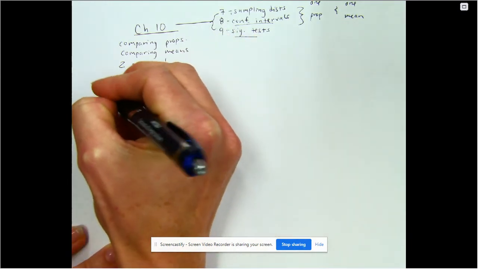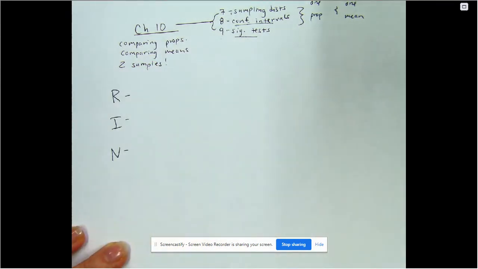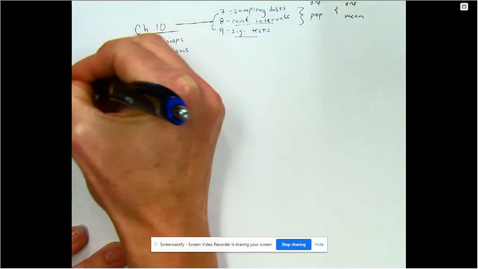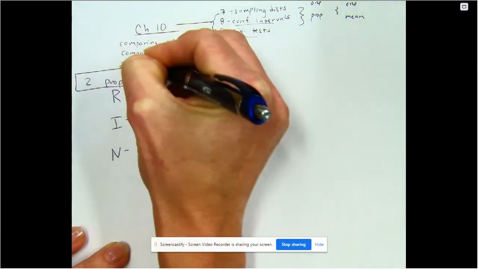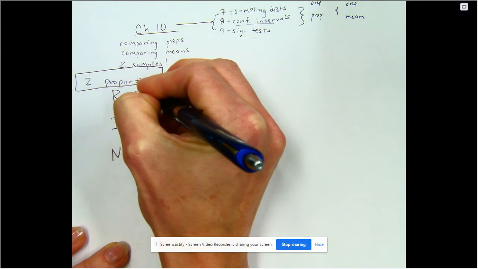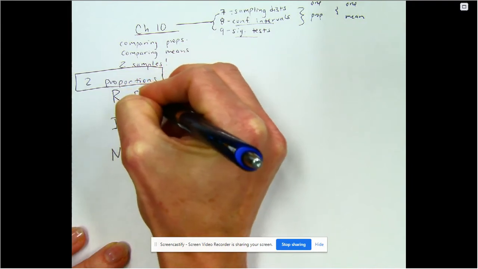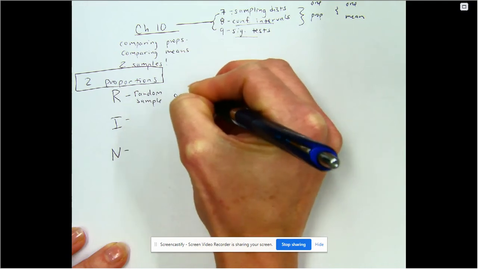So first of all, I want you to remember in 7, 8, and 9, we had three conditions: random, independence, and normality. Those conditions are going to be the same. And today we're talking about proportions, but two proportions. So when we're talking about random, I'm talking about either a random sample or random assignment in an experiment.